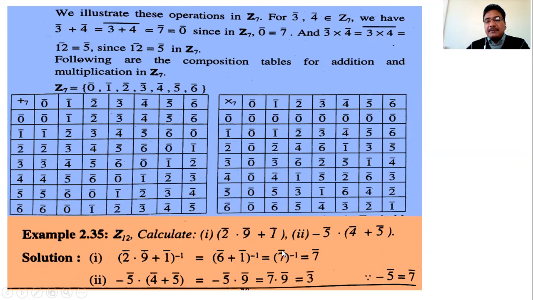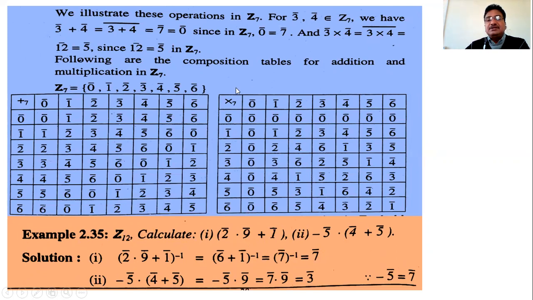Here is a problem: find the inverse of 7 bar in Z12. The inverse of 7 bar is 7 bar. Why? Because 7 bar into 7 bar is 49 bar, and 49 bar in Z12 is what? If you divide 49 by 12, the quotient is 4, since 12 times 4 is 48, and plus 1 is the remainder. So 7 bar into 7 bar is 1 bar. That's why the inverse of 7 bar is 7 bar here in Z12.